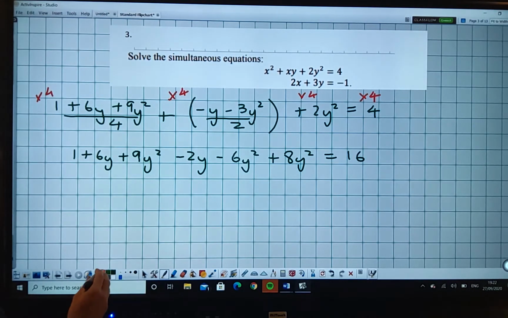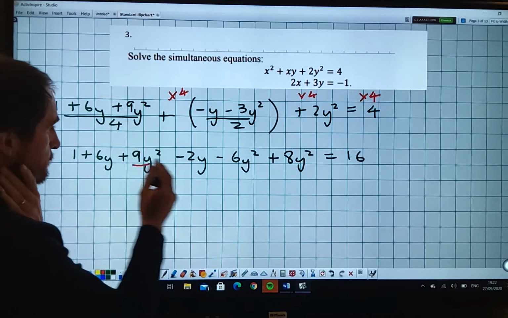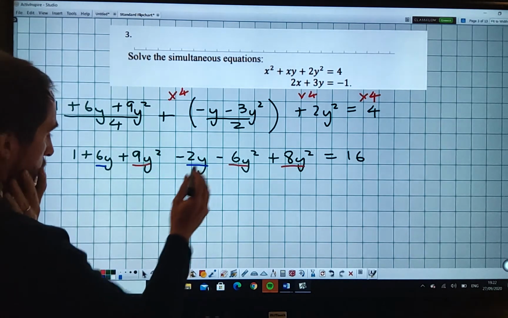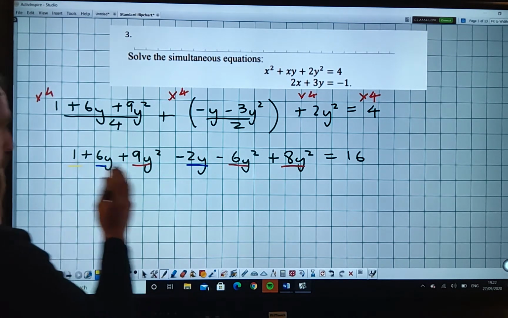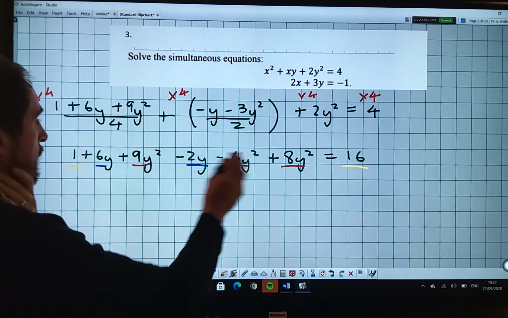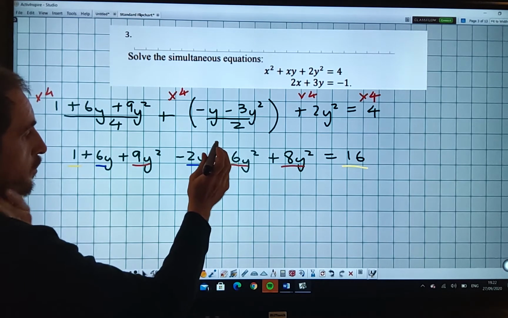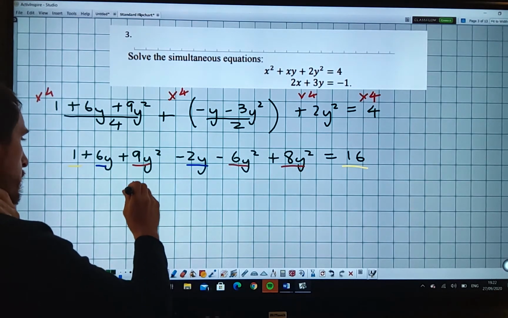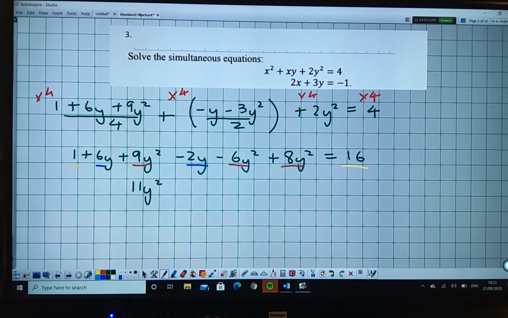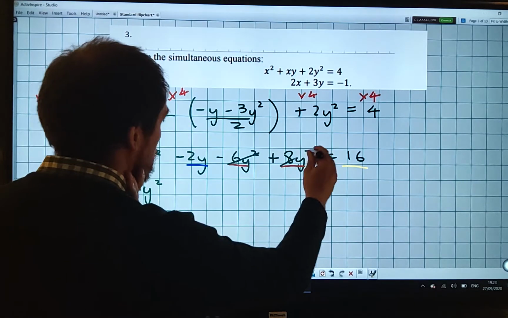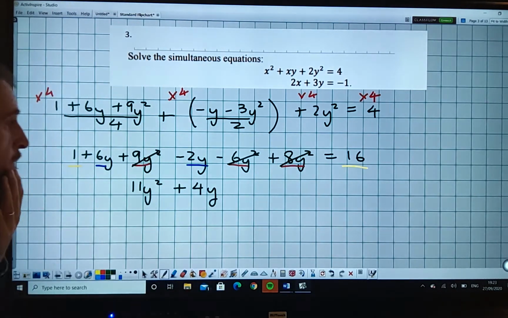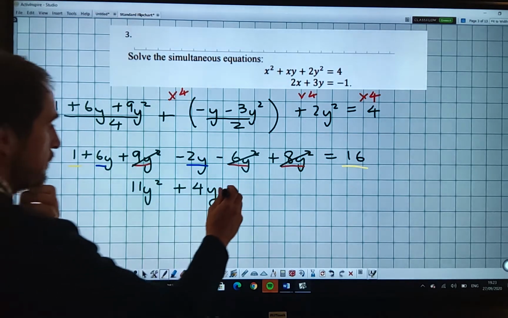Now, again, I always go back to my basics. Look, y squares go together, y's go together, and our numbers go together. That will allow me to write the equation as follows. 9y squared plus 8y squared is 17y squared, minus 6y squared is 11y squared. Okay, now cross them out when you've done them. That's going to be plus 4y, and you're going to have minus 15.